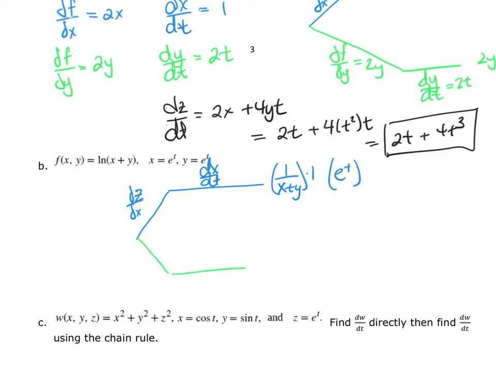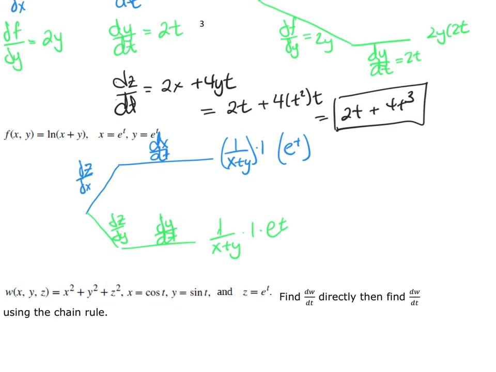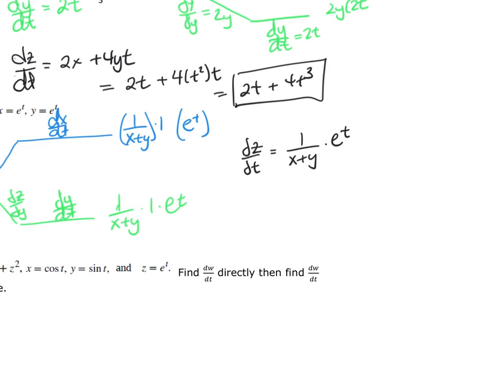Going along my other branch, I have my partial derivative of z with respect to y, and that is going to be 1 over x plus y multiplied by 1. And then I want to have the dy dt, which is going to just be e to the t. So if I want to find dz dt, this is going to be equal to 1 over x plus y e to the t plus 1 over x plus y e to the t.